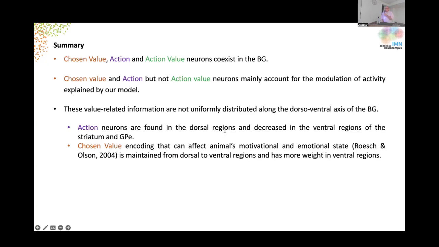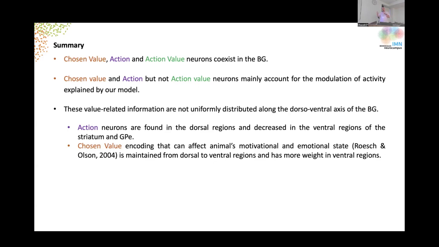Action neurons are found in the dorsal region, so they are related more to the actor process, and decrease in the ventral region of the striatum and the GP. Chosen value neurons, which encode the animal's motivational, emotional state, are maintained from dorsal to ventral regions. That was less expected, because we expected to find a bigger proportion of chosen value in the ventral part, but there is some kind of specificity in the architecture of the basal ganglia.